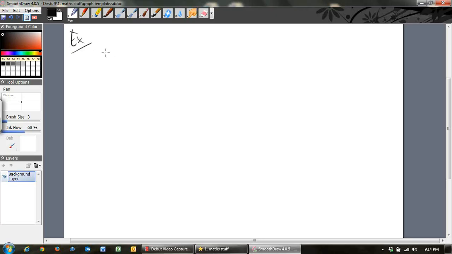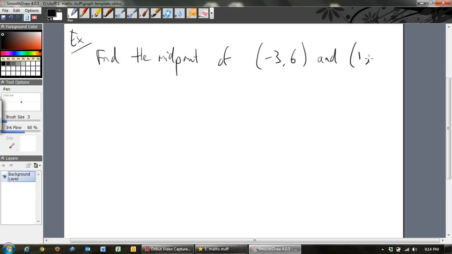Let me do a quick example, but I think you're going to find this pretty easy. Example, find the midpoint, I'll write it, just looks weird without it. Find the midpoint of -3, 6, and say 1 and -2. Okay, let's do that. Again, really good to label. Let's just label them. x1, y1, that's your first set of points. x2, y2, that's your second set of points.